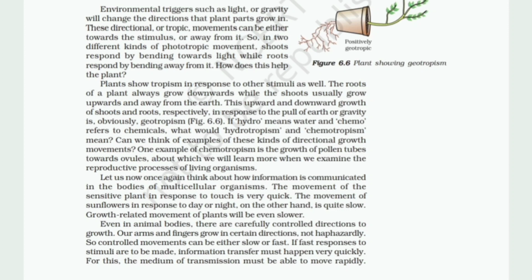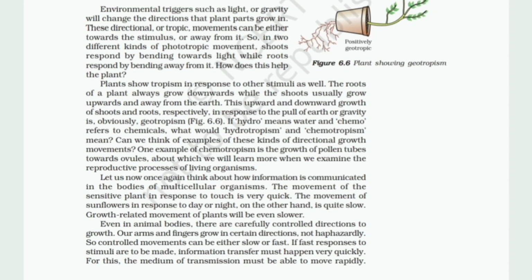obviously, geotropism, figure 6.6. If hydro means water and chemo refers to chemicals, what would hydrotropism and chemotropism mean? Can we think of examples of these kinds of directional growth movements? One example of chemotropism is the growth of pollen tubes towards ovules, about which we will learn more when we examine the reproductive processes of living organisms.